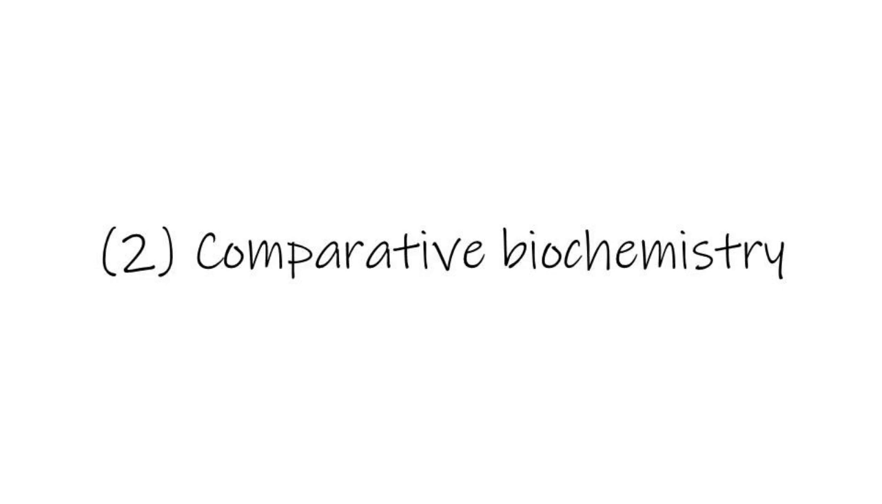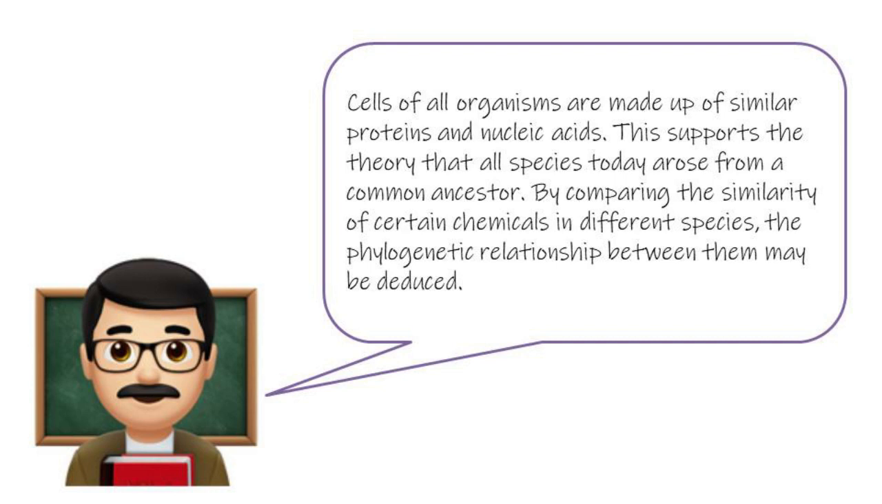The second evidence is comparative biochemistry. Cells of all organisms are made up of similar proteins and nucleic acids. This supports the theory that all species today arose from a common ancestor. By comparing the similarity of certain chemicals in different species, the phylogenetic relationship between them may be deduced.